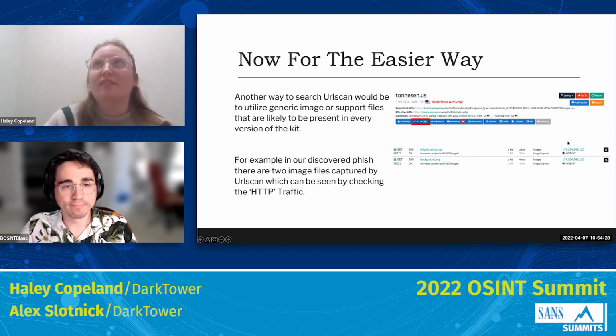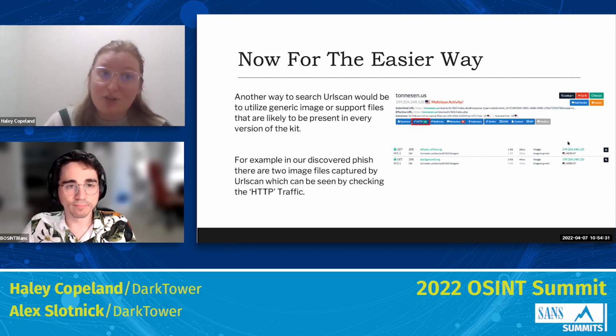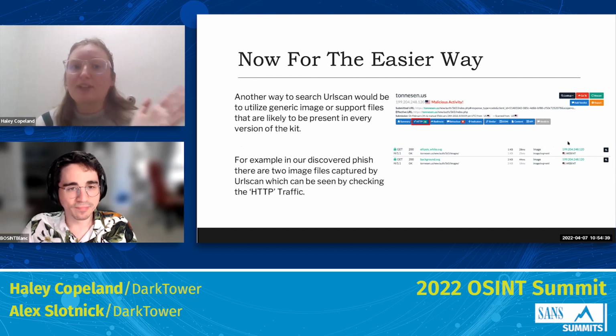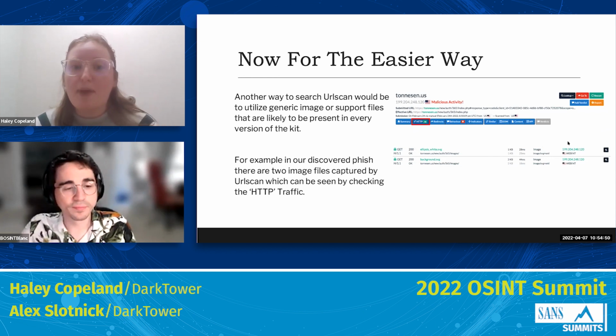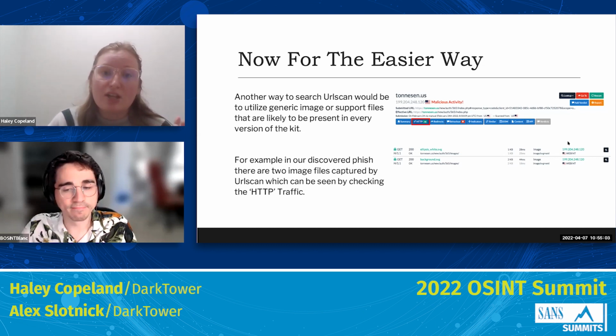And now this is the easier way to do that same thing without actually downloading the kit. This is our phishing URL from earlier. When you look at it in URL scan, you can go to the HTTP tab and it'll show that the file background.svg was loaded, there's HTTP traffic there. That's from where the image file is loaded into the web page. URL scan has the capability to use that as a search parameter simply by clicking on it.